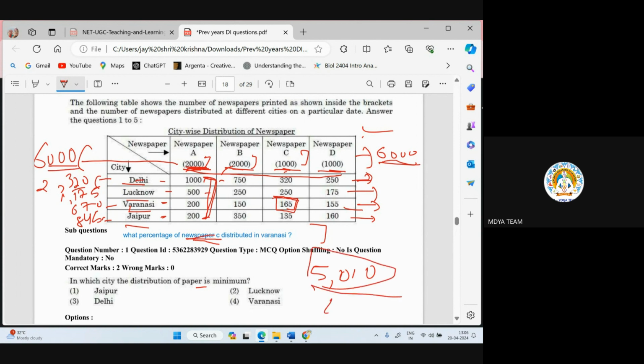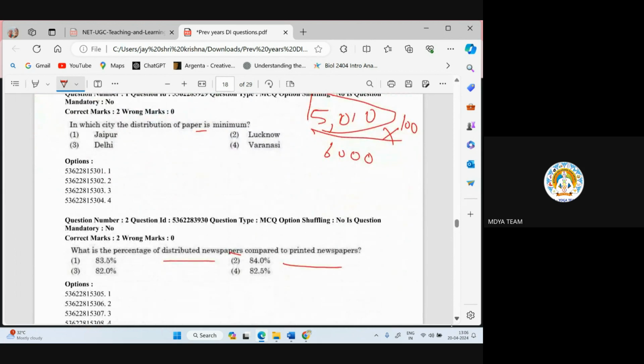So just write part upon total multiplied by 100, you will get percentage of distributed newspaper. So how much percentage would it be? 5 upon 6 into 100. Answer 83.5. 83.5.